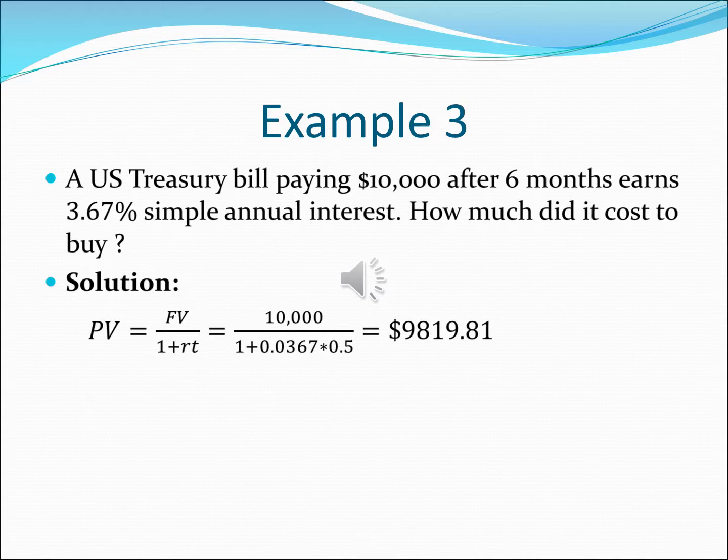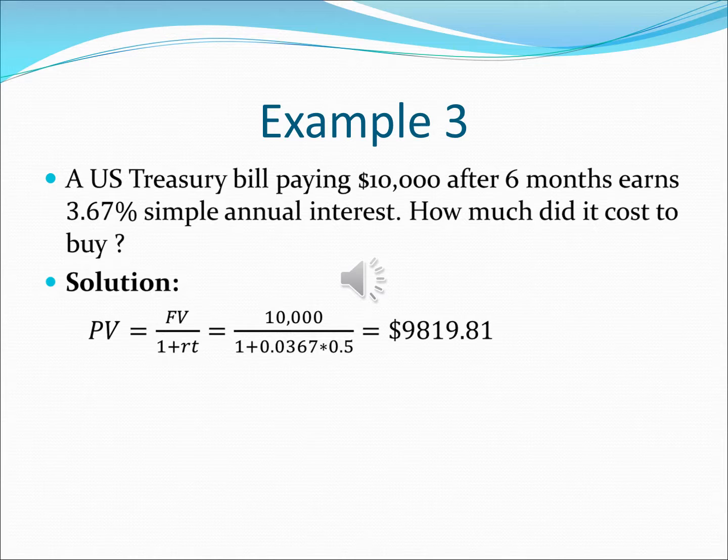Example 3. A U.S. Treasury bill paying $10,000 after 6 months earns 3.67% simple annual interest. How much did it cost to buy? So here I have the future value. The future value after 6 months is 10,000. So how much money do I have presently that will earn me 10,000 after 6 months? So I have to solve for present value in my interest equation.